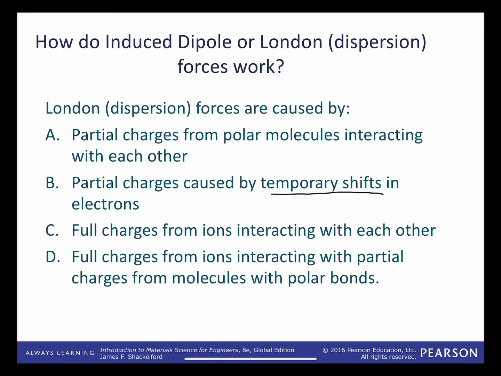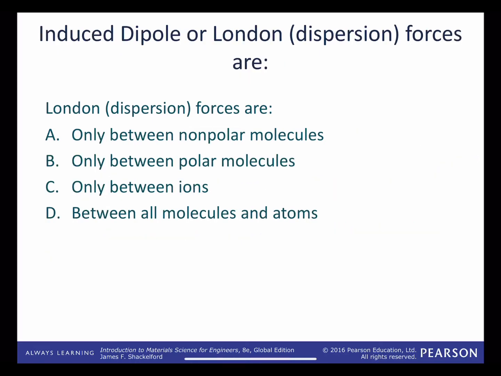Okay, so hopefully you saw that we were emphasizing the temporary shift in electrons to give us some partial charges that would establish a brief moment of dipole interactions. So it's this temporary shift that's the key there. Okay, here's another one to see if you got it. Induced dipole, or these London dispersion forces, are they only found between nonpolar molecules, only found between polar molecules, only found between ions, or between all molecules and atoms? Again, take a minute to answer and resume the video when you're ready.